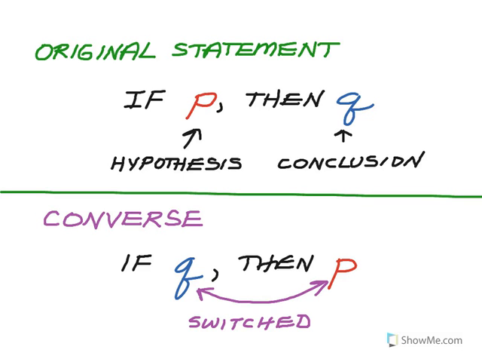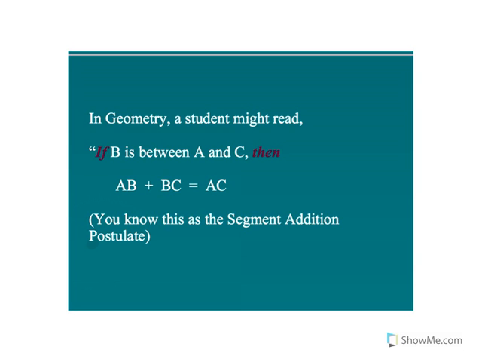Next, we have the converse of the original statement. In the converse, we switch the hypothesis and conclusion. So if the original statement was if P, then Q, the converse to that statement would be if Q, then P, which says something oftentimes completely different than the original statement.